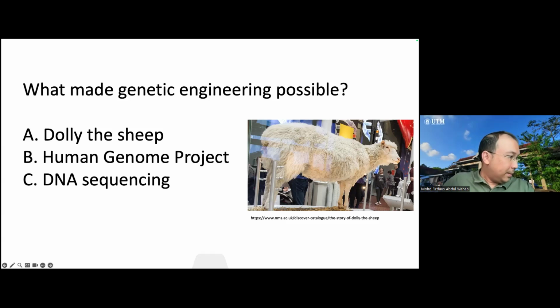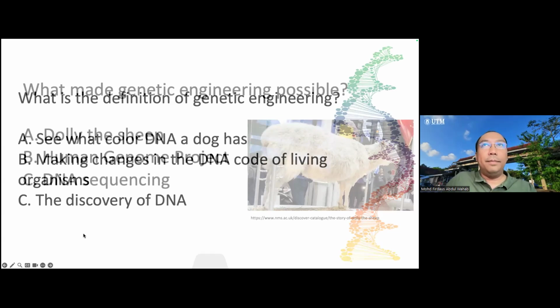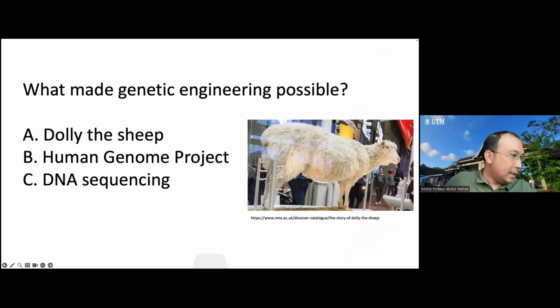Okay, so many people say C, DNA sequencing. Yep, that's one of the important discoveries that made genetic engineering possible. Okay, anyone else say it differently? Anyone wants to say Dolly? Nope. All right. So Dolly is another important invention to advance genetic engineering, but that is not the pivotal or the important technique that makes genetic engineering possible, right? All right. So next question.